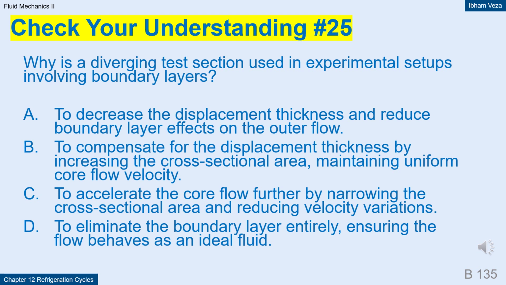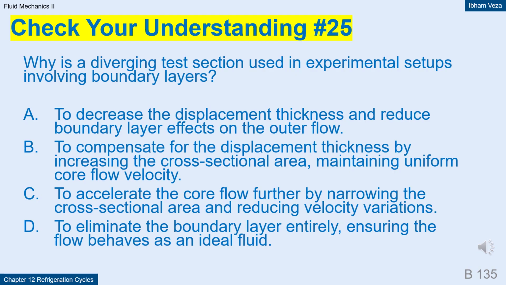Explanation of why other answers are wrong. A. To decrease the displacement thickness and reduce boundary layer effects on the outer flow. Incorrect, because the diverging section does not reduce displacement thickness. It compensates for it to maintain uniform velocity.